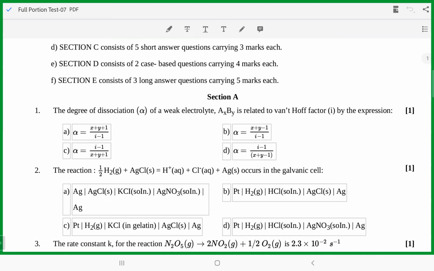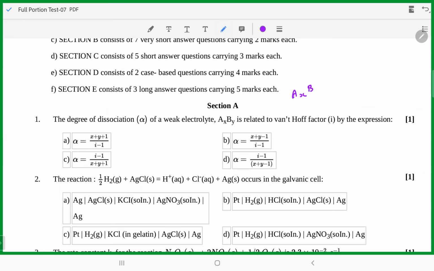So we know that for a solute dissociating, the van't Hoff factor i is equal to normal molecular mass divided by observed molecular mass, or otherwise, the number of moles after dissociation or association divided by the number of moles dissolved. So you can derive the van't Hoff factor for a solute dissociating. According to that, take AxBy. So what is the alpha value?